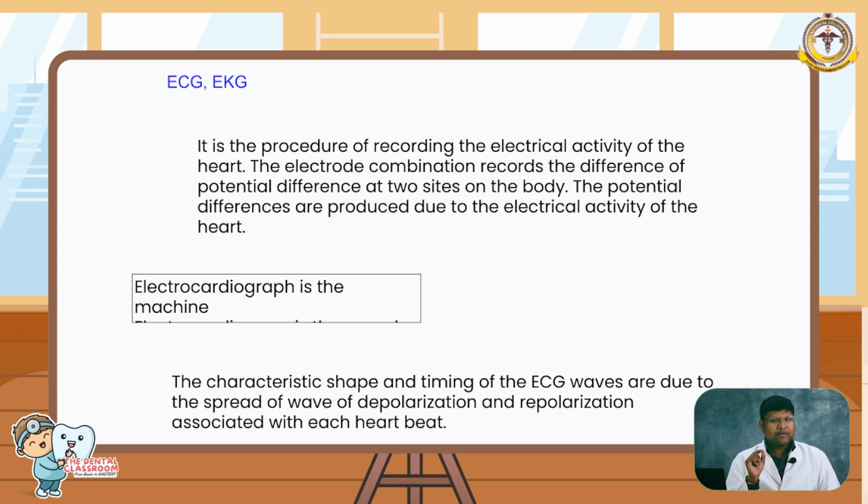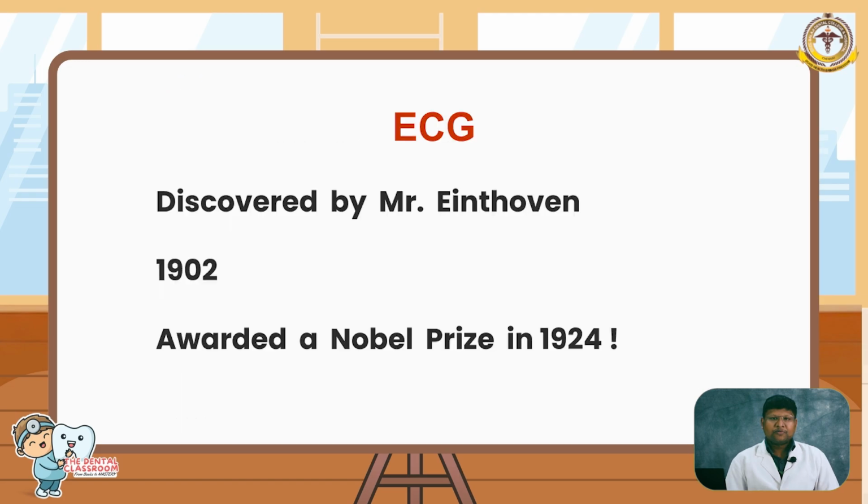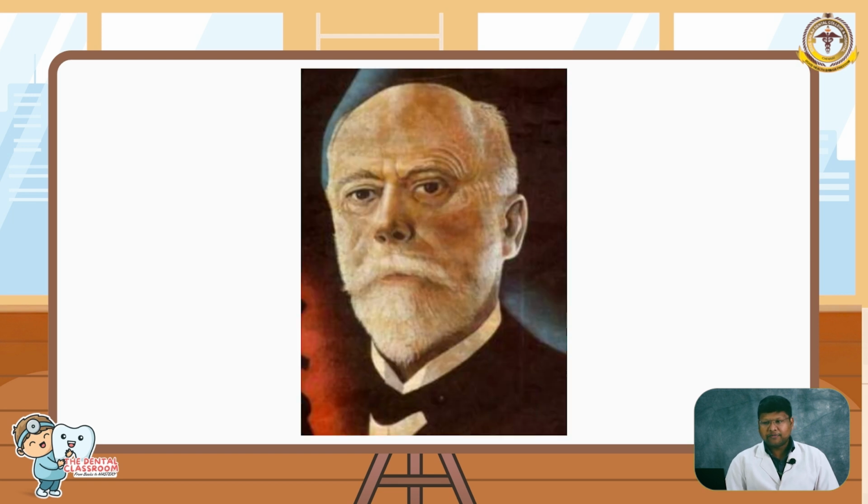So this wax coated paper records your ECG, and now there are many advances in technology where the ECG is captured in digital media. That is called digital ECG. This technique and this machine were invented by Mr. Einthoven in the year 1902, and he also got the Nobel Prize for the same in 1924.